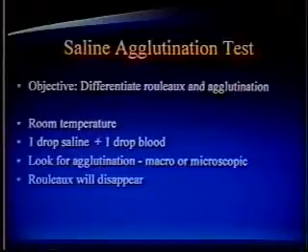I need to tell you how to do this saline autoagglutination test. It's done at room temperature, and you take 1 drop of saline, and you can get that out of any bag of normal saline or lactated ringers. Mix it with 1 drop of blood, and then you look for agglutination either with your naked eye or under the microscope. And this is what it will look like on a microscopic slide.